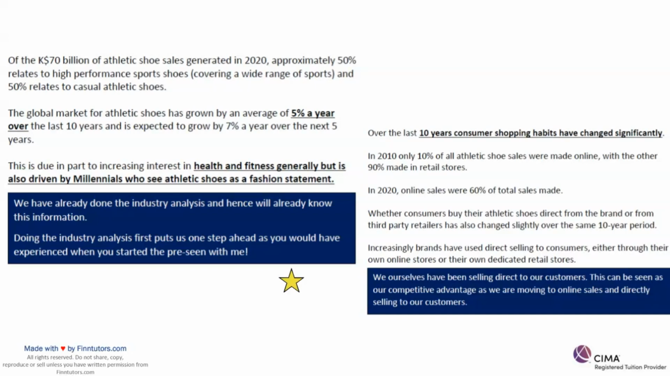Over the last 10 years, consumer shopping habits have changed significantly. In 2010, only 10% of the athletic shoes sales were made online, with 90% made in retail stores. In 2020, online sales is 60% of the total sales. You can see how the market has changed. Whether consumers buy their athletic shoes direct from the brand or from third party retailers has also changed over the 10-year period. So we are only selling directly to customers right now. There can be a business to business opportunity which we can look at. So something that we've already spoken about, but just important for me to point it out for you.